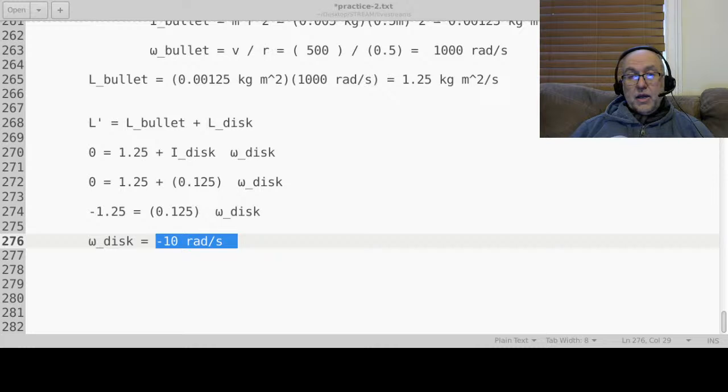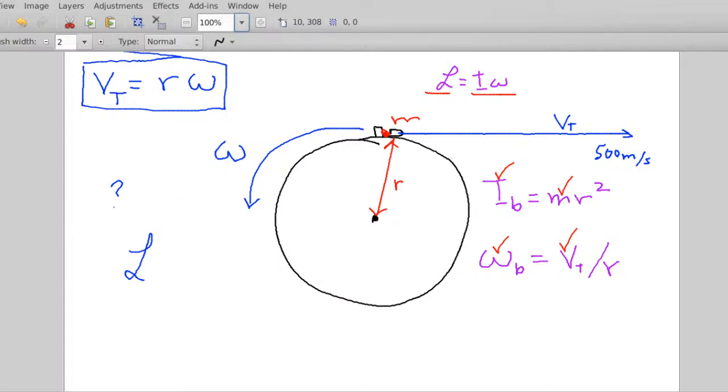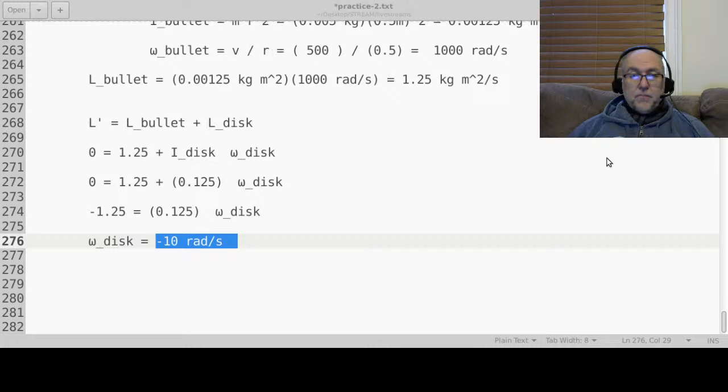And so your intuition kind of fits. Going back to the picture here, you expect that when the bullet goes off this way, this thing is going to respond by turning that way. It recoils, in other words. And so there you go. There's a conservation of angular momentum problem, gluing together the linear momentum and the angular momentum.